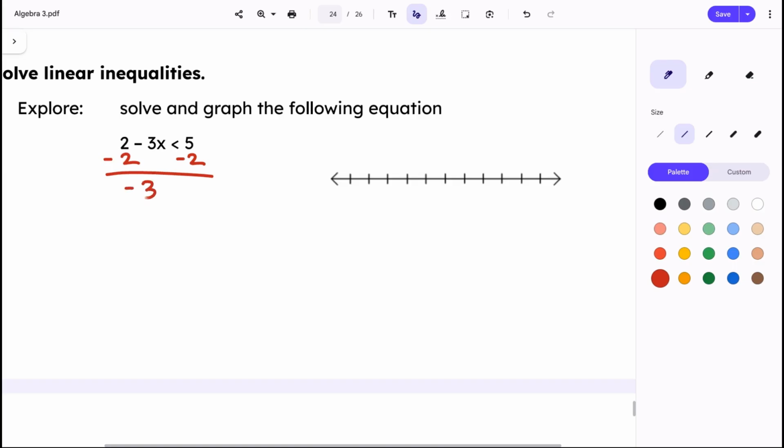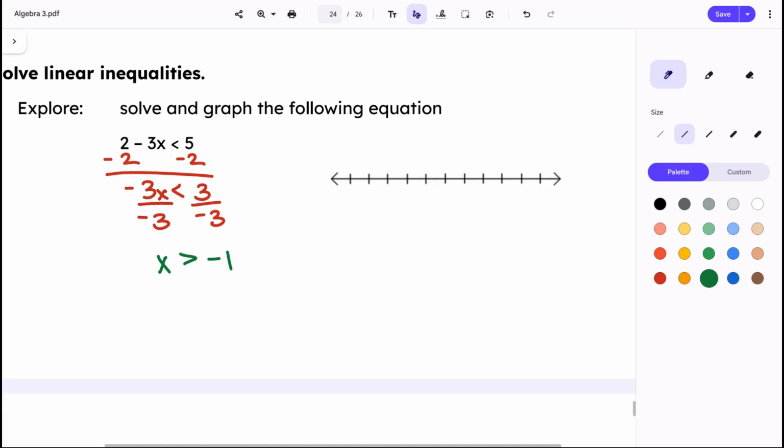So I have negative 3x less than 5 minus 2 would be 3. Now what? What happens to our inequality sign when we divide by negative? It flips. So we don't want to forget that. So this is going to become x is greater than what? Negative 1. Okay, so this doesn't have two bounds on it like the last ones did, where you had two specific numbers. We just have one. We know that x has to be greater than negative 1.